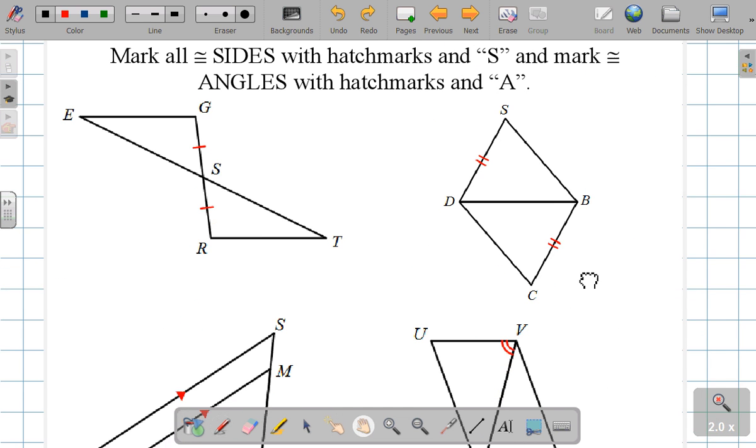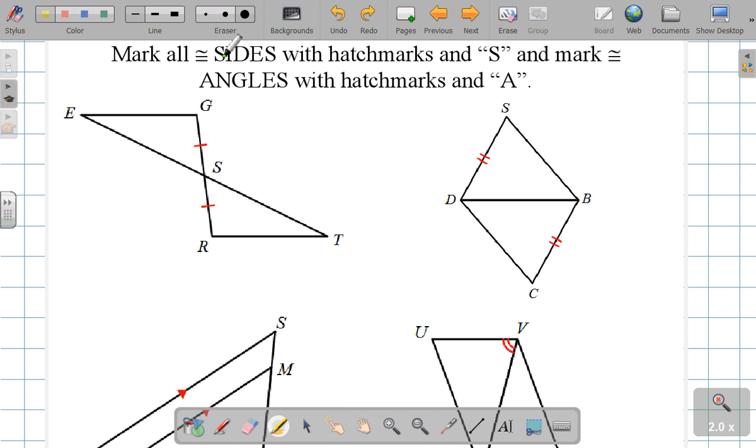Okay, so we're going to go through these and we're going to mark the things that are already congruent, and then we're going to mark our freebies and put an S for sides, A for angles. Let's do this together. Ready? So hatch mark, hatch mark. We have a pair of sides. That's our pre-marked. Then we have our vertical angles. It's very important you just don't mark everything congruent. You're only marking pre-marked and freebies. That's it.